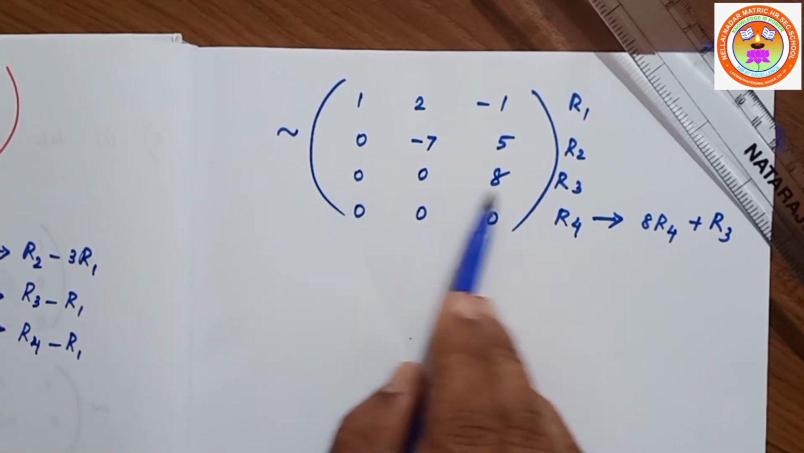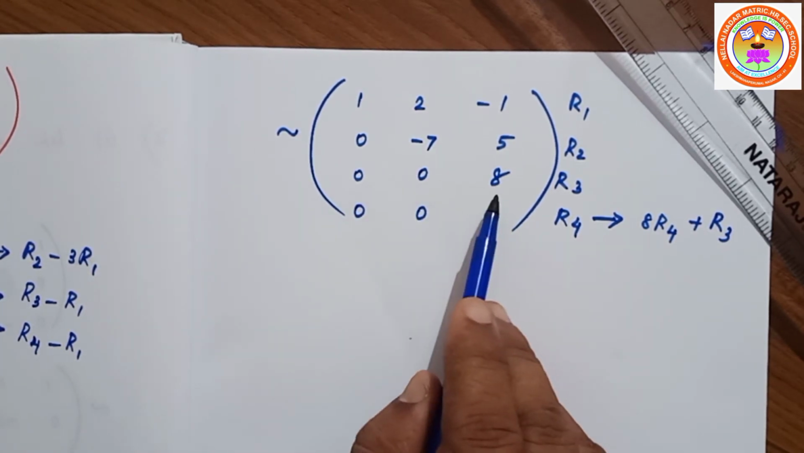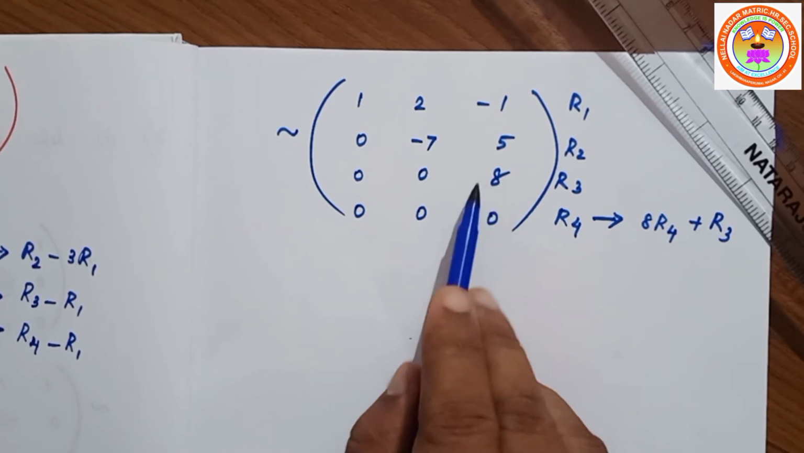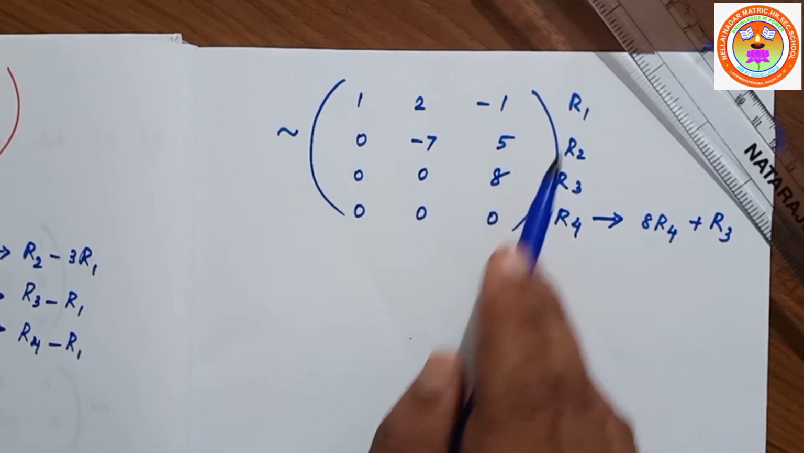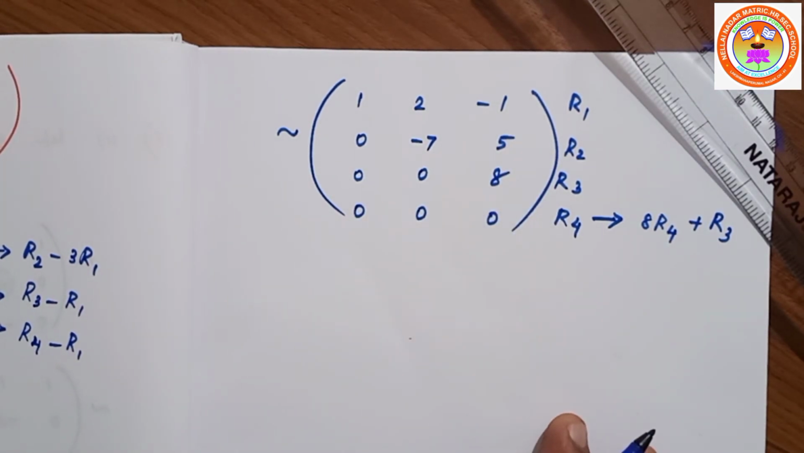So this one is non-zero, because even though here we have 0, 0, that 8 is there, so this is one non-zero number, therefore it's a non-zero row. This is also a non-zero row. So the number of non-zero rows is equal to 3, therefore the rank is 3.